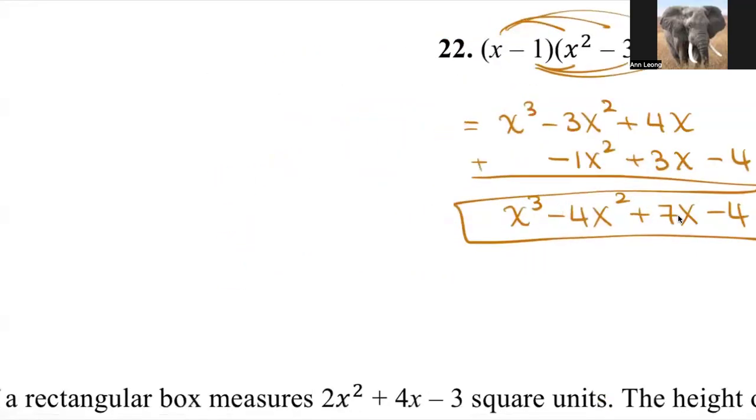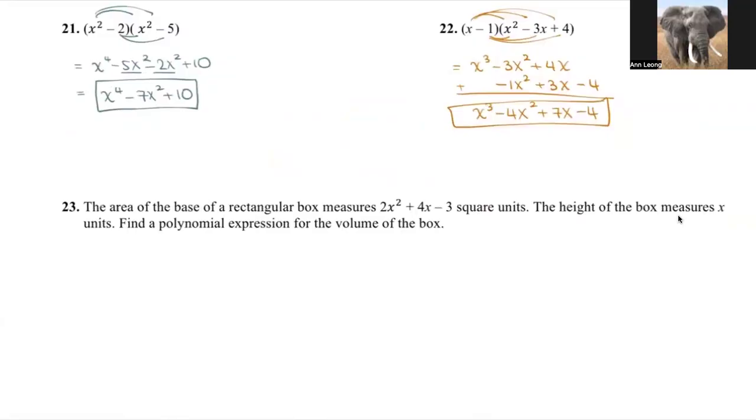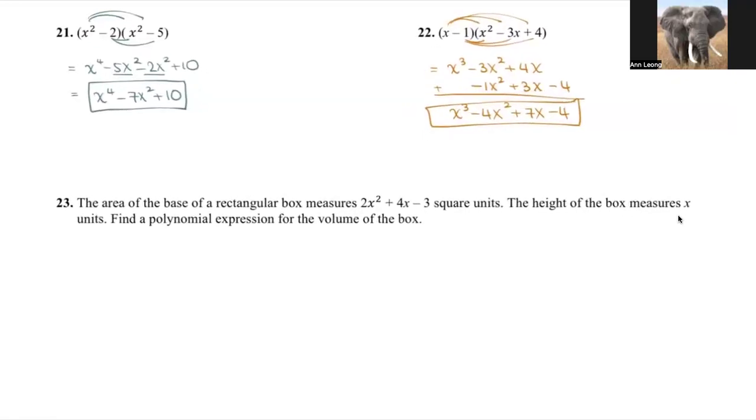All right, let's try our last one, number 23. The area of the base of a rectangular box measures that many square units. The height of the box measures x units. Find a polynomial expression for the volume of the box.